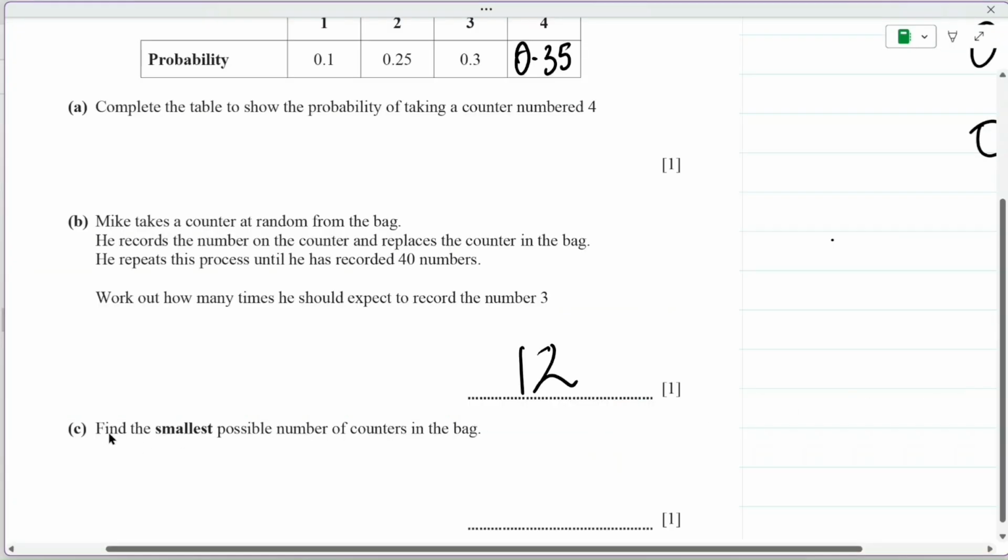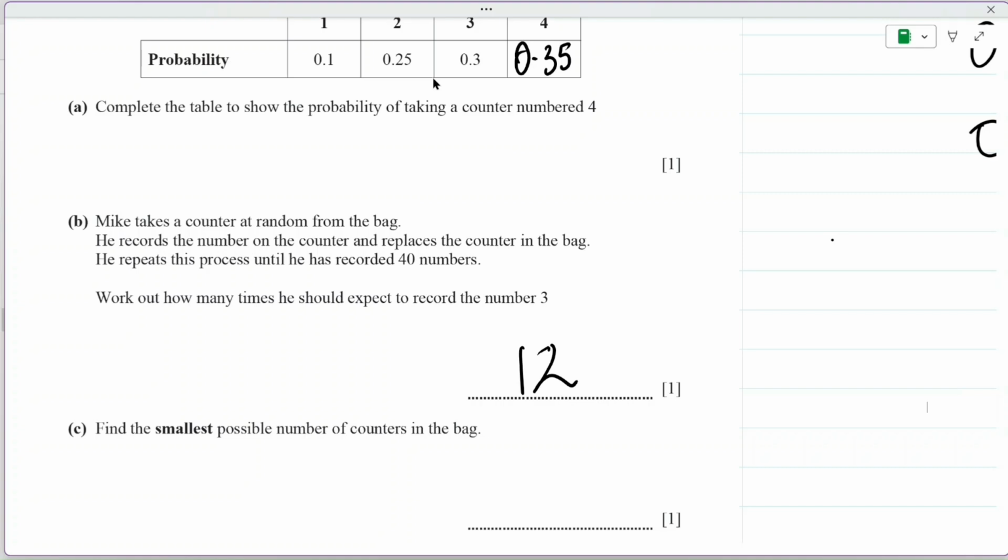Question 13C says, find the smallest possible number of counters in the bag. That's the least number of total counters that can be in the bag. For solving this question to be easy, we convert all these decimals to whole numbers. And the best way to convert it is by multiplying by 100. So you multiply all of them by 100 first. Then see if we can break it down to the lowest term by dividing through. If there's any number that can divide them all through, we'll see that as we go on.